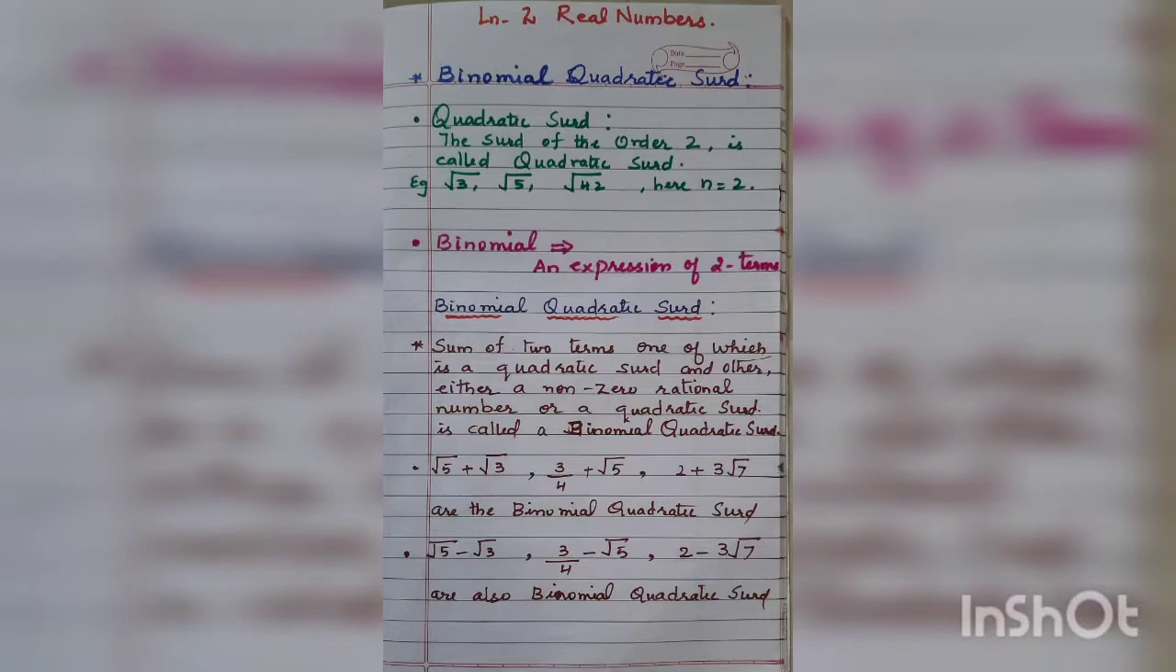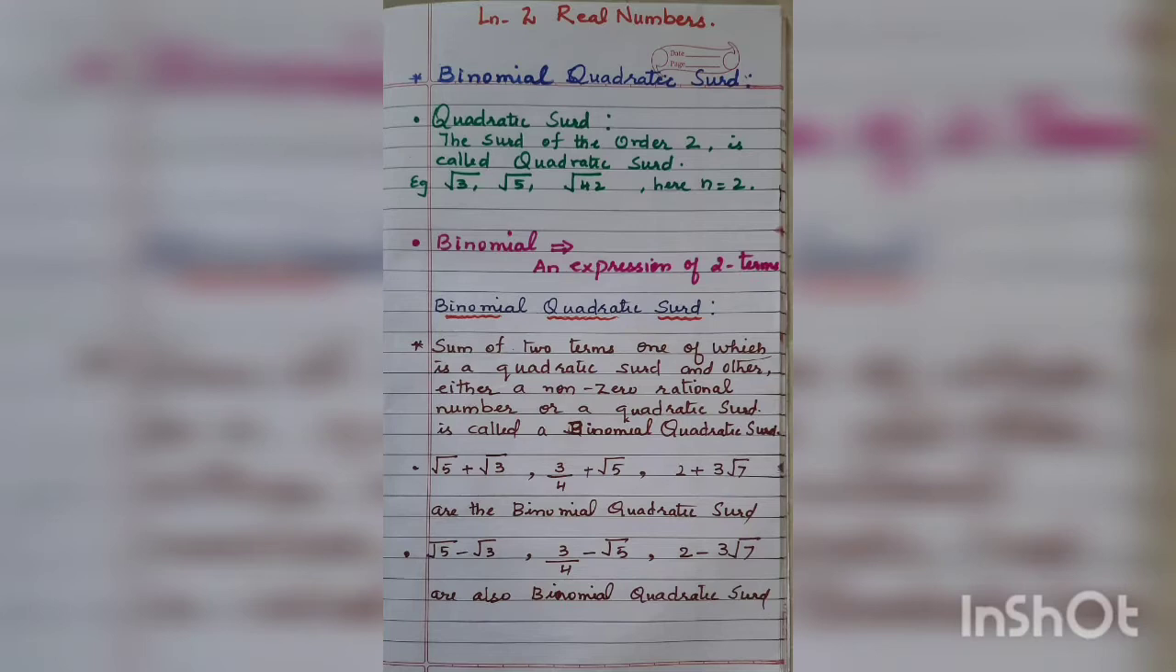Morning students, today in lesson number 2 we are going to learn the practice set 2.4 based on the concept of binomial quadratic surd. Now children, from the name binomial quadratic surds, first let me tell you what is the meaning of quadratic surds. The surds of the order 2 is called as quadratic surd.